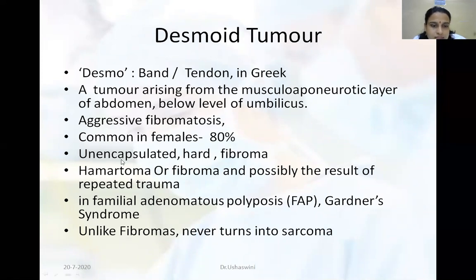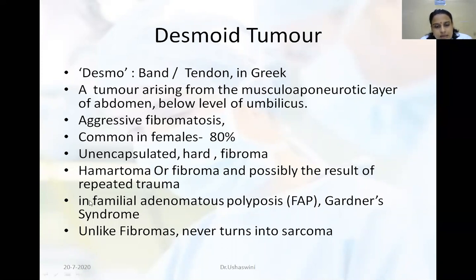The desmoid tumor is unencapsulated. It is a hard fibroma. It is a kind of hamartoma which is a result of repeated trauma. In multiparous females, there is stretch of the anterior abdominal wall. Also, those who have undergone repeated surgeries have a history of multiple trauma. This may cause aggressive fibromatosis in the layers of the abdominal wall musculature, leading to formation of a tumor.